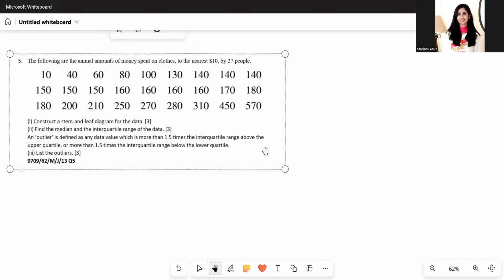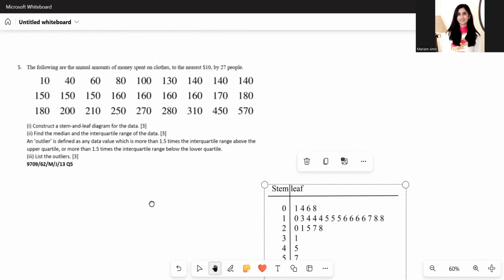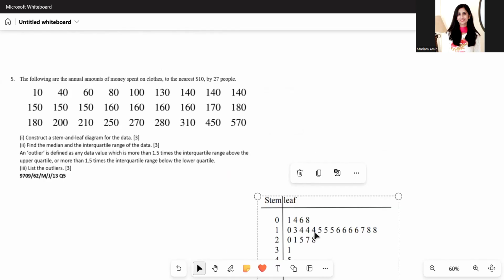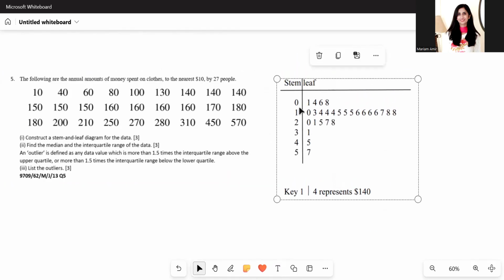Following are the annual amount of money spent on clothes to the nearest $10 for 27 people. Construct a stem and leaf diagram for this data. Okay, I'm just going to copy it from the marking scheme and then we're going to discuss it. Okay, so the data is already in ascending order. So that is convenient. So the stems start from 0, then 1, 2, 3, 4, and 5.